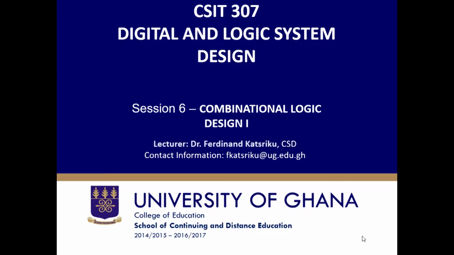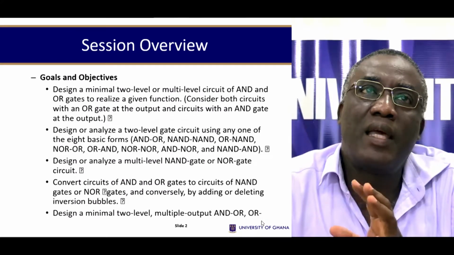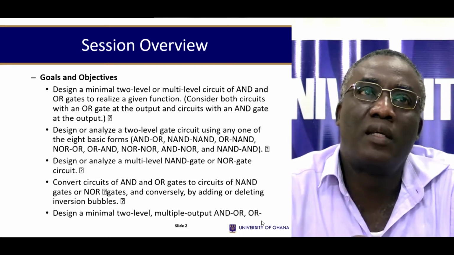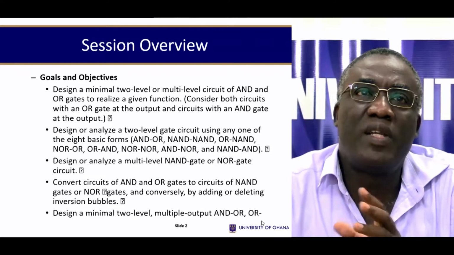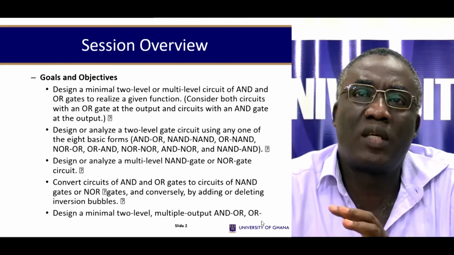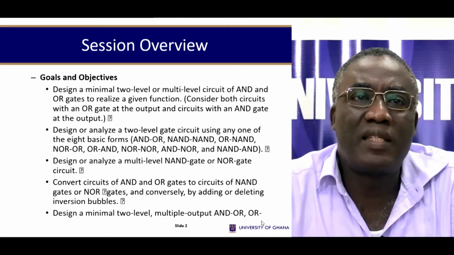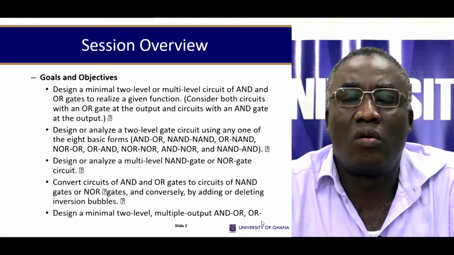And then in the second part, we'll look at how to use the NAND and NOR gates. So we'll learn the design of minimal two-level or multi-level circuits of AND and OR gates. We'll design or analyze a two-level gate using any one of the 8 combinations. We would convert circuits of AND and OR gates to circuits of NAND gates or NOR gates. And then design minimal two-level multiple-output AND or OR gates.